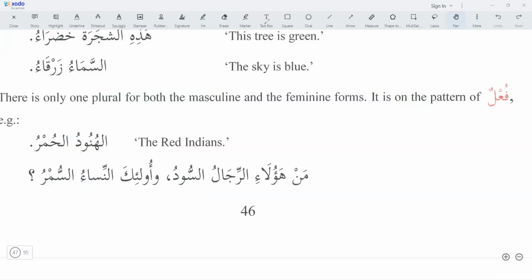Sir, because both have alif lam, is it naat and manut, correct? Yes, they are naat and manut.